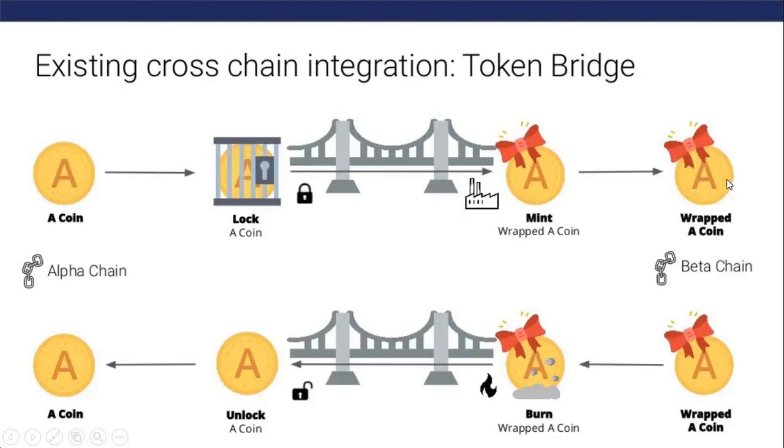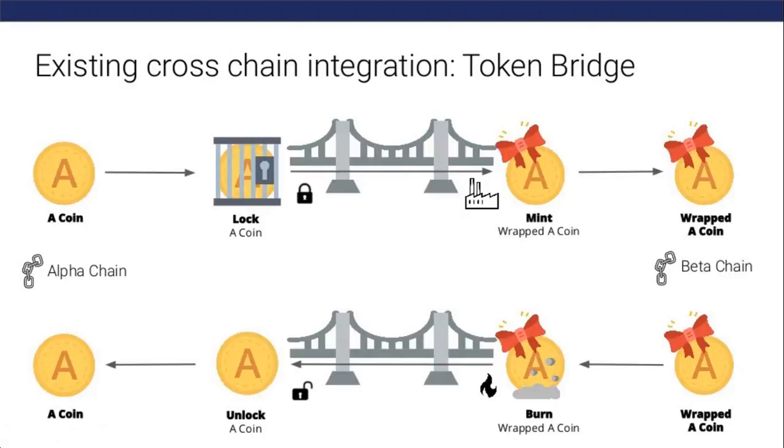Now once you do the transactions on the Binance Smart Chain, if you want to get those USDT back to the Ethereum chain, then again you have to come to the bridge. You have to send the tokens to the bridge burn contract. Once the tokens are burned, if you burn 10 tokens, the same number of tokens will be unlocked on the Ethereum chain and you can claim them to your Ethereum wallet. So this is how current cross-chain integrations are working.